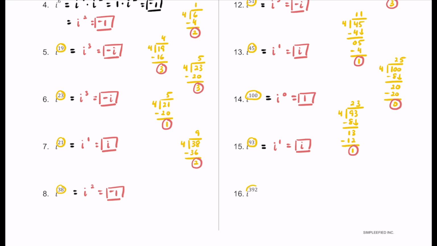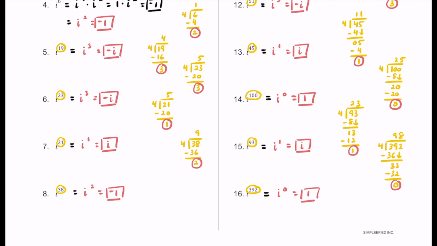Finally, for number 16, we have i to the 392nd power. So let's take this 392 and see how many 4s fit inside of it. 9 times 4 is going to be 36. And so we see that we're off by 3. Bring down this 2. 8 times 4 is going to be 32, and we have a remainder of 0. So this remainder of 0 lets us know that this i to the 392nd power is just going to be the same thing as i to the 0th power, and i to the 0th power is equal to 1. So that would be the same thing, you're just using a much lower exponent.